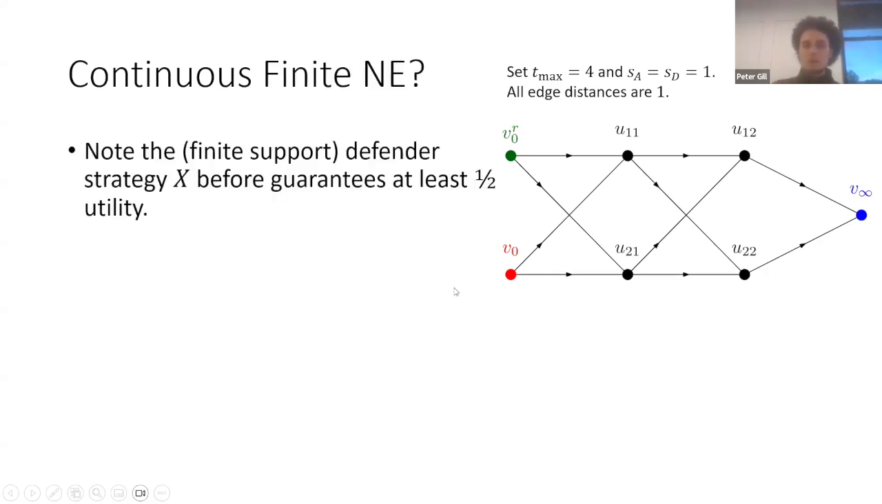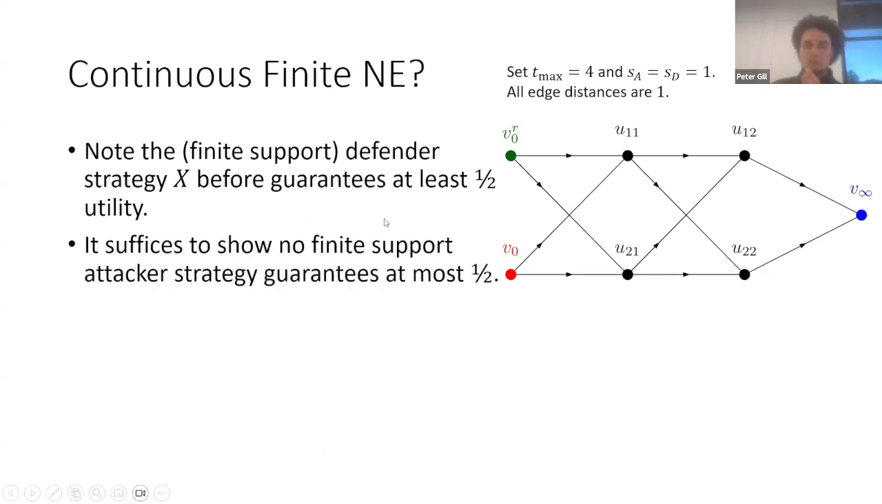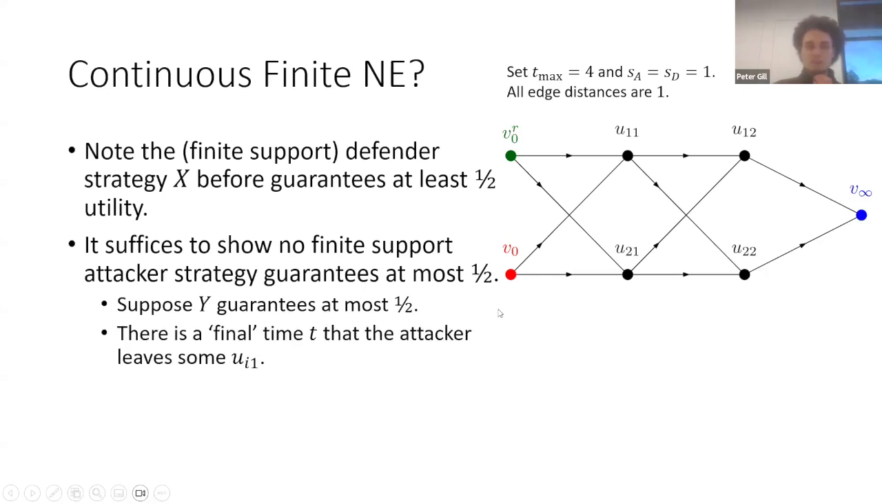But we can go through the reason why there doesn't exist a finite support Nash equilibrium in the case where it's a continuous game. The finite defender strategy X before is completely fine. That guarantees at least 1/2. So we just show by contradiction that no finite support attacker strategy can guarantee at most 1/2. By contradiction, you can assume that there is some strategy that satisfies that.